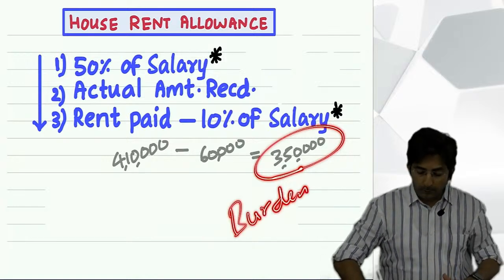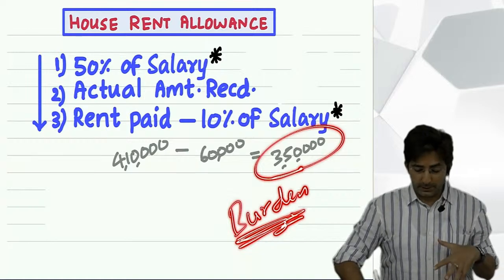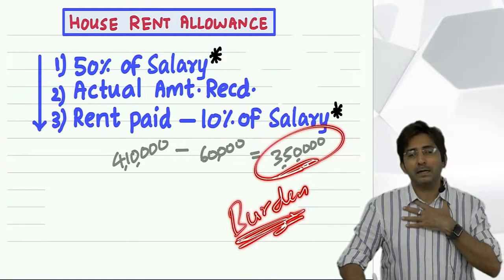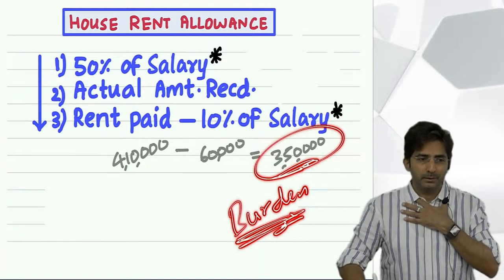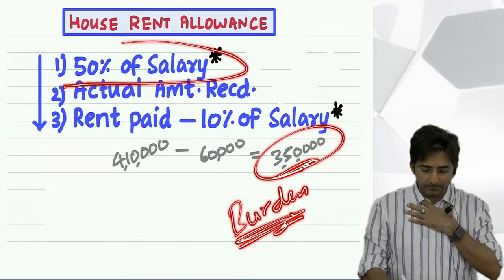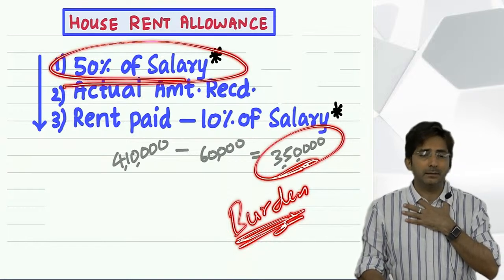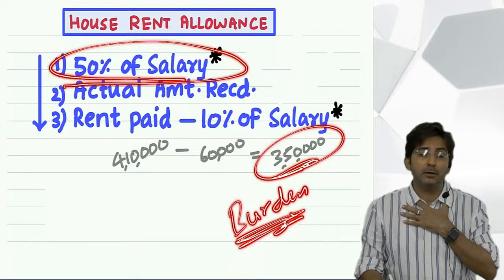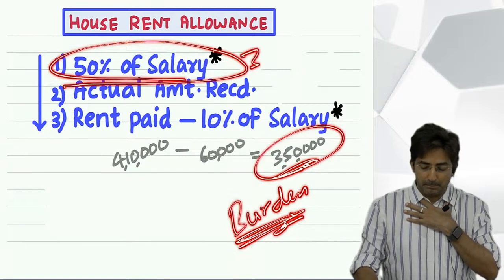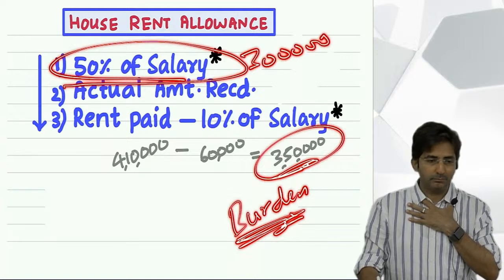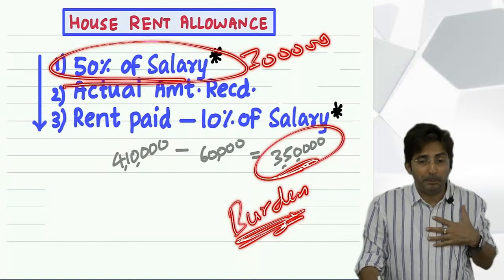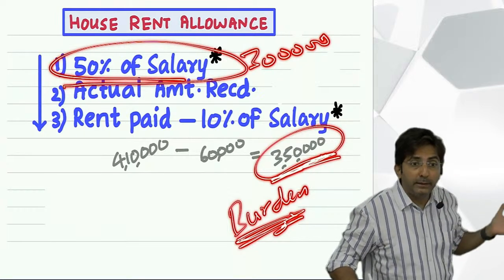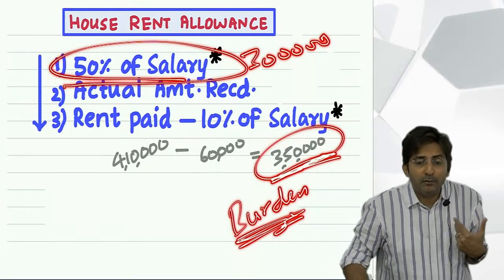But now the government will say, see, we understand you have got a burden of 3 lakh 50,000, but we also have a capacity to help you. We can help you a maximum of 50% of your salary. And what is your salary? 6 lakhs. 50% of that? 3 lakhs is the maximum budget. We have full pity that you have to suffer a burden of 3 lakh 50,000, but then we have our capacity.